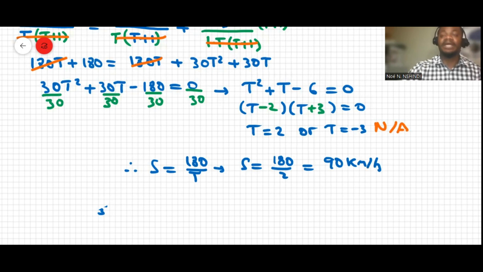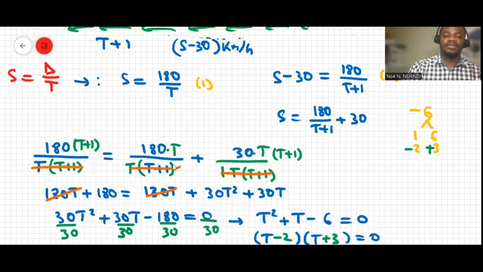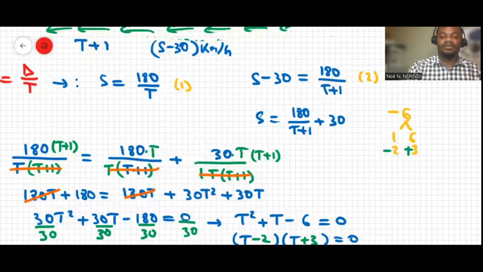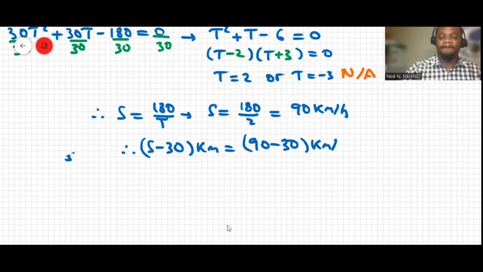This was the speed, but now the question says the speed s here was 30 kilometers per hour lower. So we're looking for s minus 30. At what speed did she travel back home? So she traveled, therefore, s minus 30, which will be 90 minus 30 kilometers per hour, which is 60. So she traveled back at 60 kilometers per hour. Thank you.